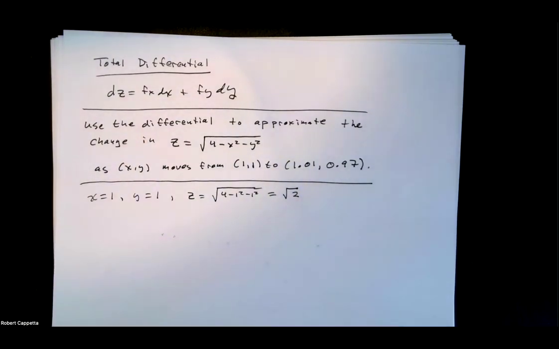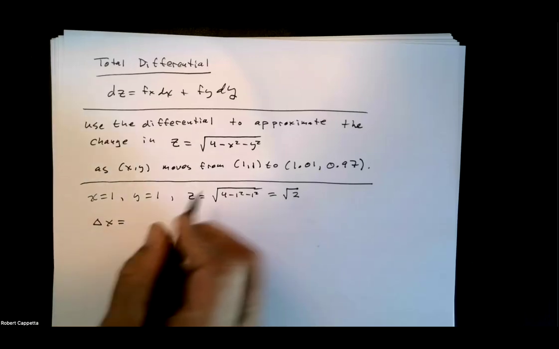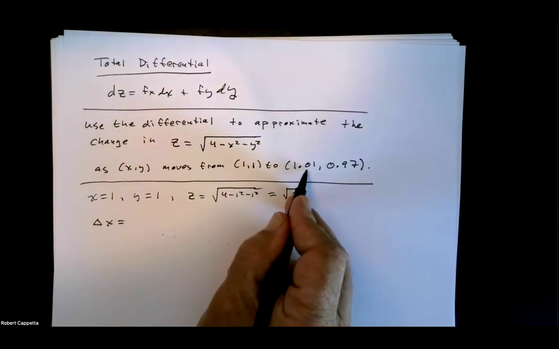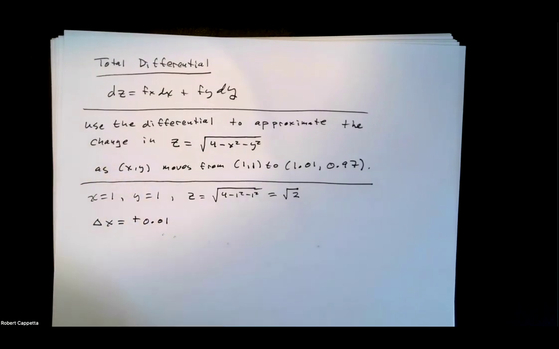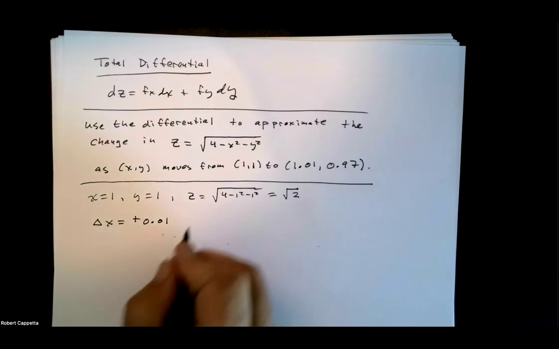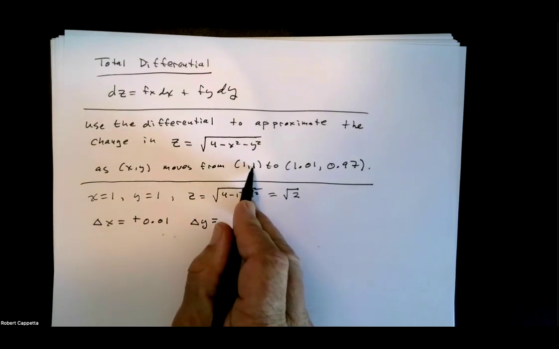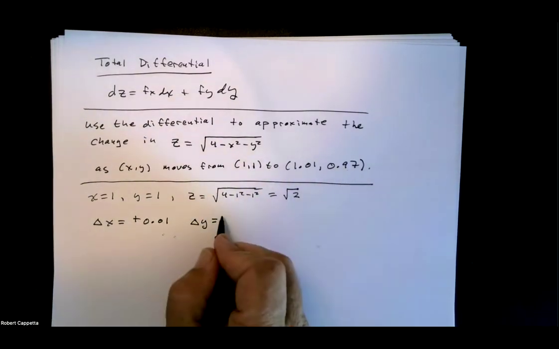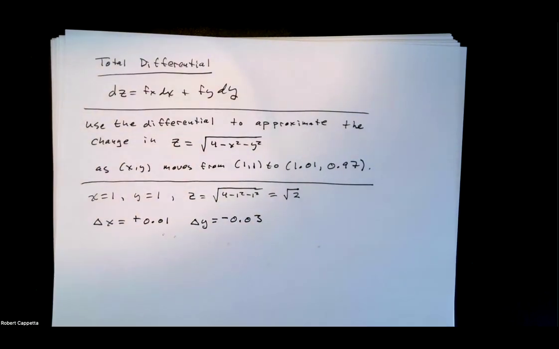Now how about our change in x? What's our change in x? We're starting at 1. We're going to 1.01, so that's up 0.01. But our original y, or our change in y, original y starts at 1, goes to 0.97, so that's down 0.03. So we have this information.